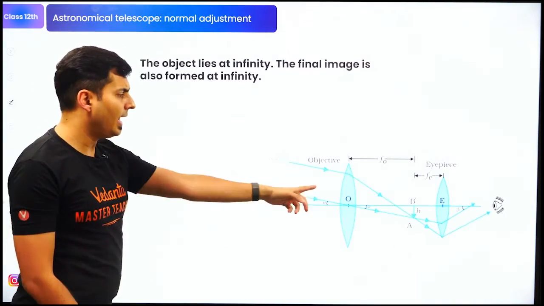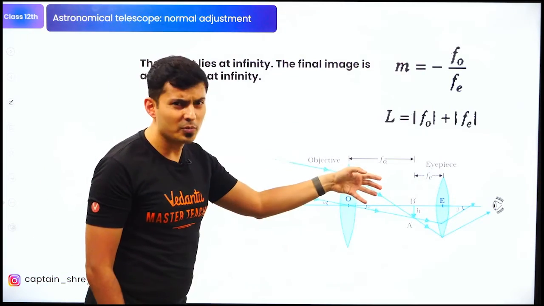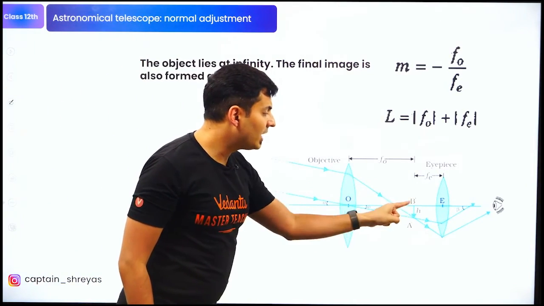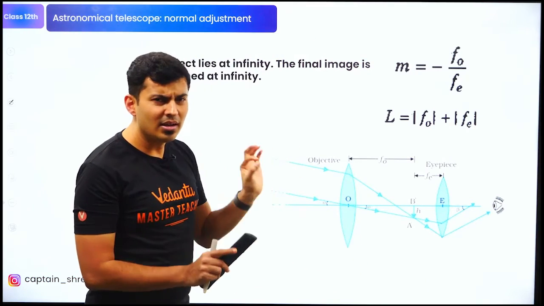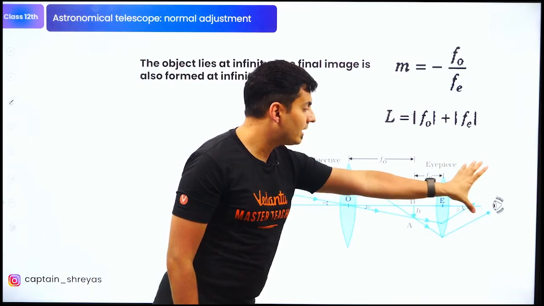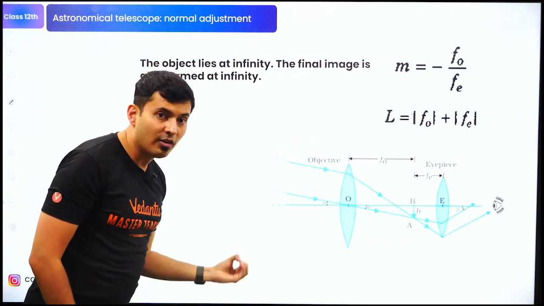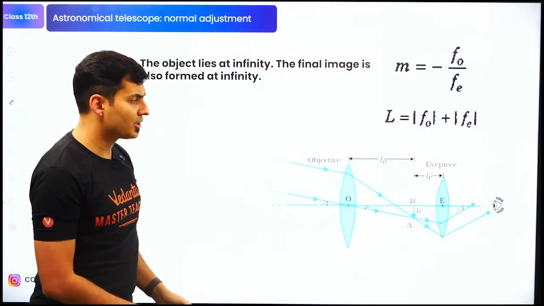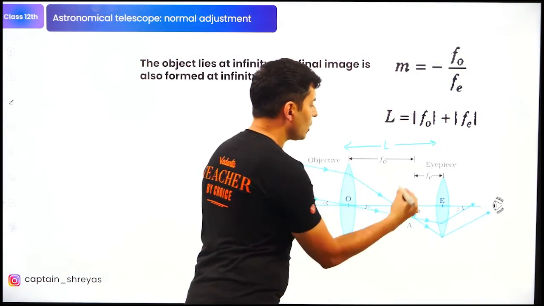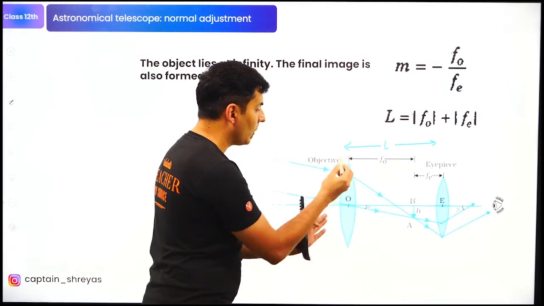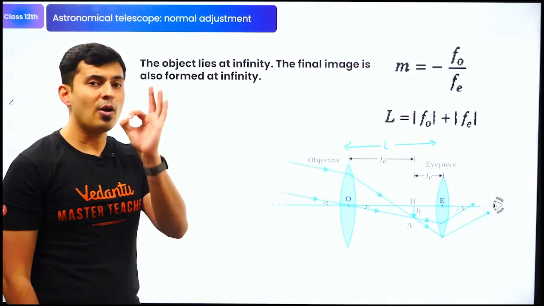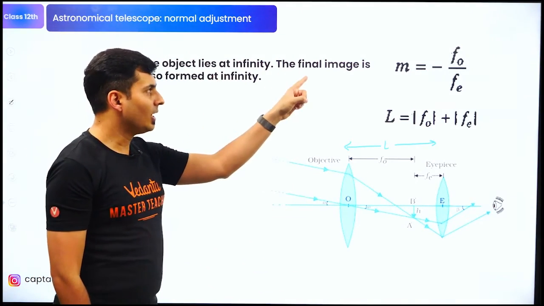So this is how the ray diagram looks. You can see the rays are almost parallel because the object is very, very far. Finally, there is an image formed somewhere over here, which is real, very small and inverted. And then, using the secondary lens, you again make a virtual image which is highly enlarged. And again, this happens to be the length of a telescope, the distance from the objective to the eyepiece lens.